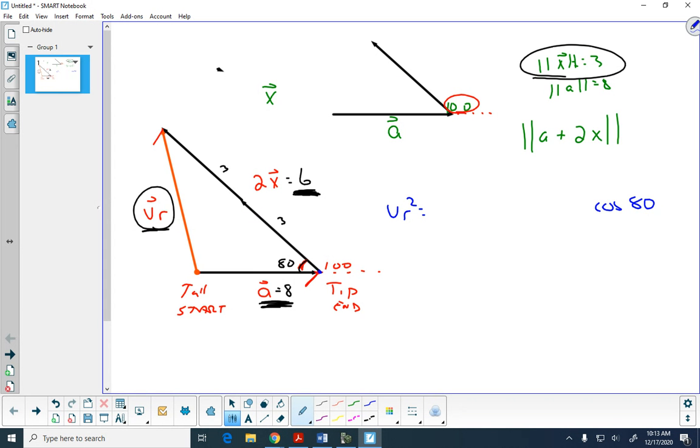Or if you want to start throwing the values in, hopefully you become a little bit more comfortable with the law of cosines equation and you can start substituting values in. Where we have the 8 squared plus the 6 squared minus 2 times 8 times 6. And if you have 6 times 8 and 6 squared plus 8 squared, that is fine. Go ahead and solve for VR.